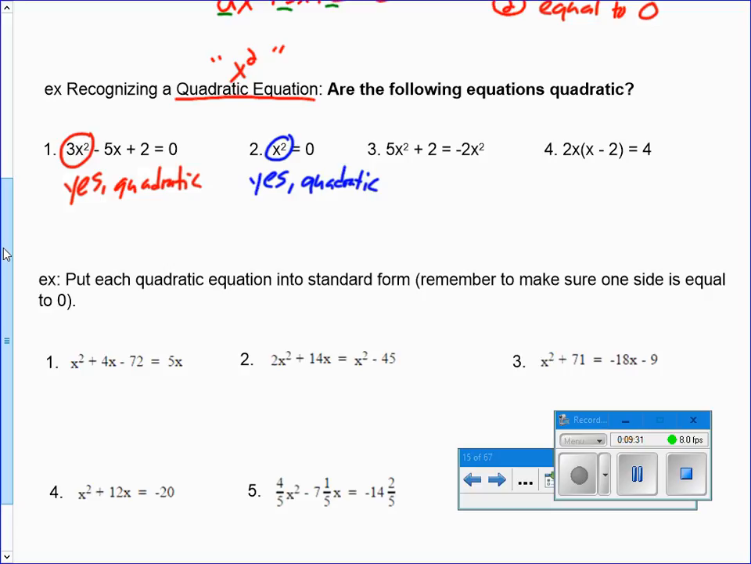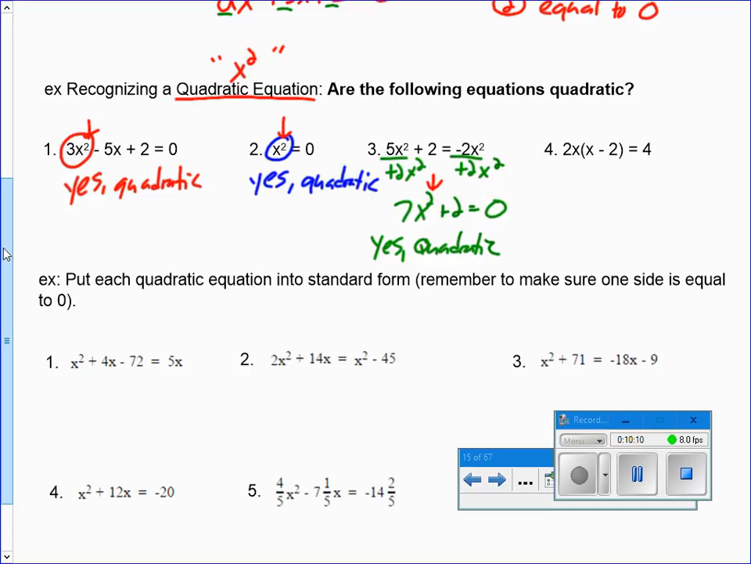So number 3, alright, we have 2 different x squared terms. We got an x squared term here, I have an x squared term here. So what we can do is combine them, put it in standard form, and now we can see clearly, yes, this is quadratic. Right, again, what makes all these quadratic is the highest degree. When it's in standard form, we look at that leading term, it has degree 2.